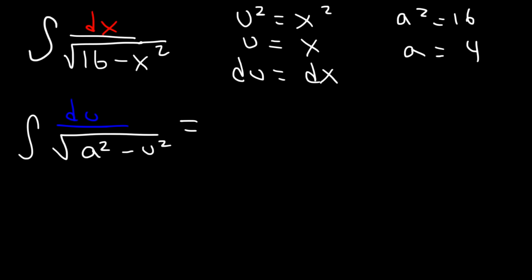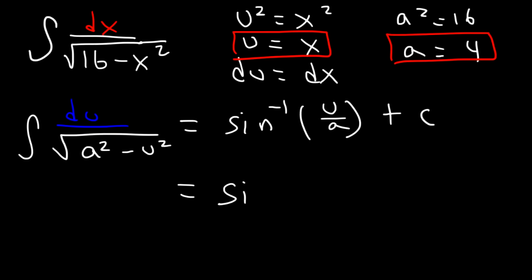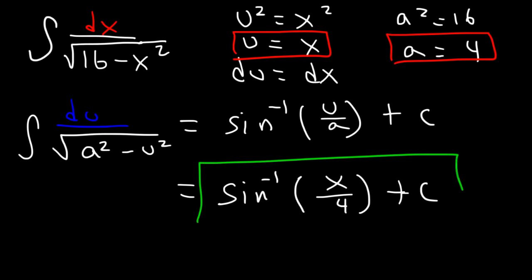Now you've seen this formula. This is the arcsine formula. It's arcsine u over a plus c. Now all you need to do is substitute u and a into this equation, and you're going to get the answer. So the answer is arcsine x divided by 4 plus c. And that's it. That's how you can use the formula to integrate this function.